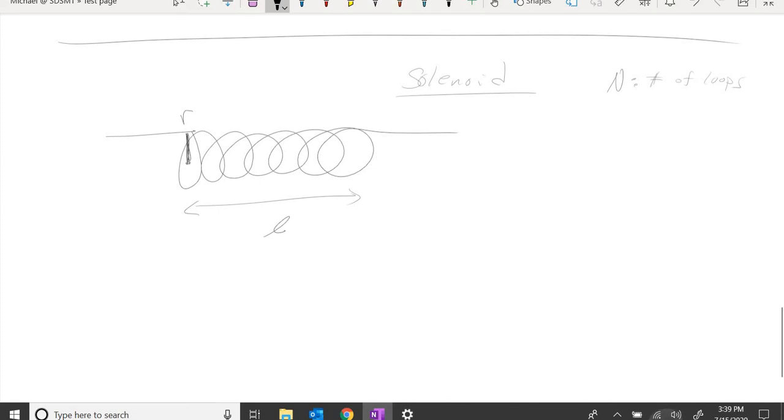I'm double checking my notes over here. I want to make sure that I have the same notation. Sorry, give me one more second here.